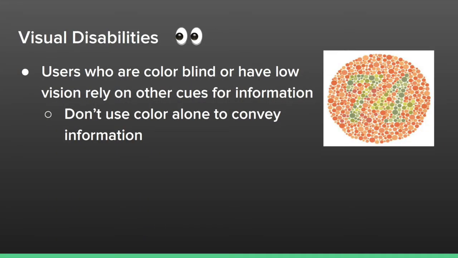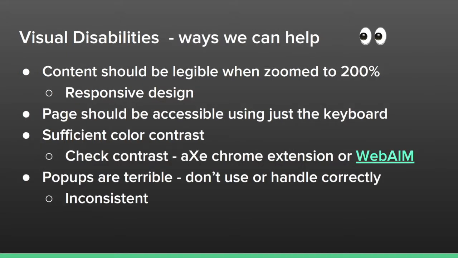So colorblind users or people who have low vision, they're going to rely on other cues for information. So you don't ever want to use color alone to convey information. So more on that later. So what are some other things we can do for users with visual disabilities?